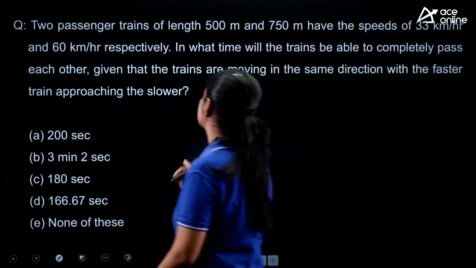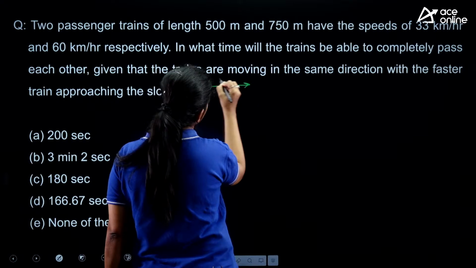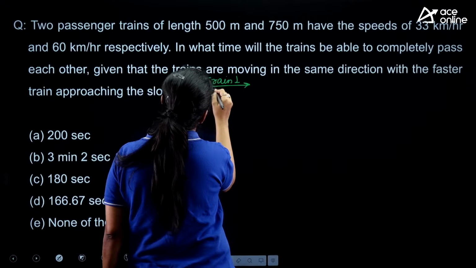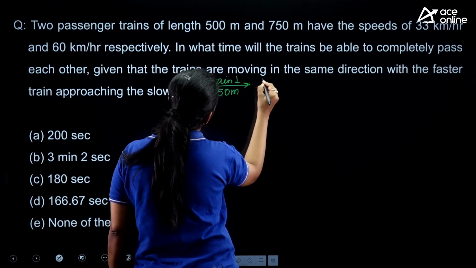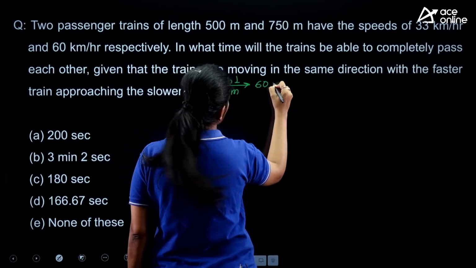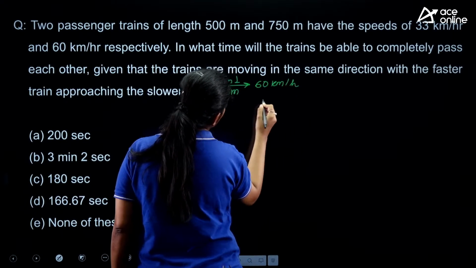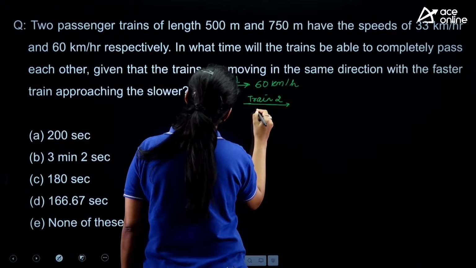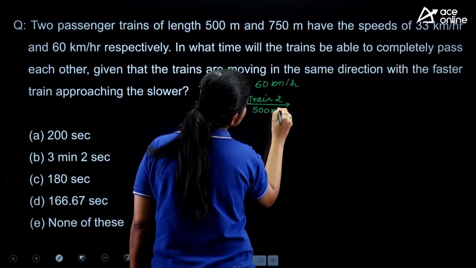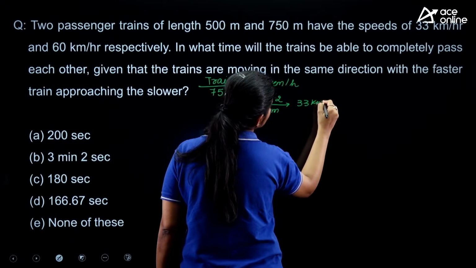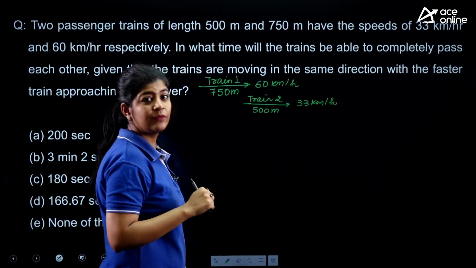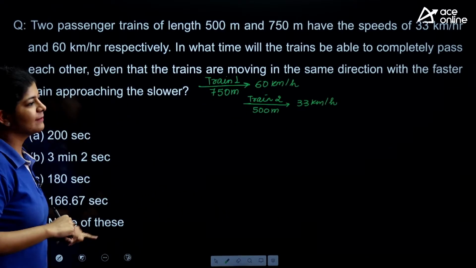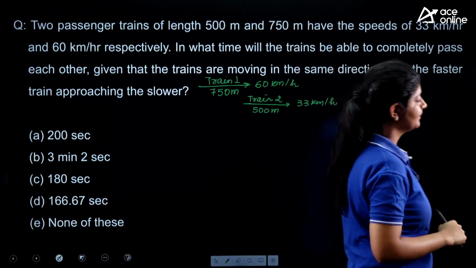Here we are having two trains. This is my train number 1, and I am just assuming the length of this particular train is 750 meters, right? And the speed of this one is 60 kilometers per hour, fast moving train. And there's a train 2, and both of them are moving in the same direction. The length of this one is 500 meters and the speed is 33 kilometers per hour. First we have to convert the speeds as the units are different, and after that we just simply have to find out the time. It's very easy.